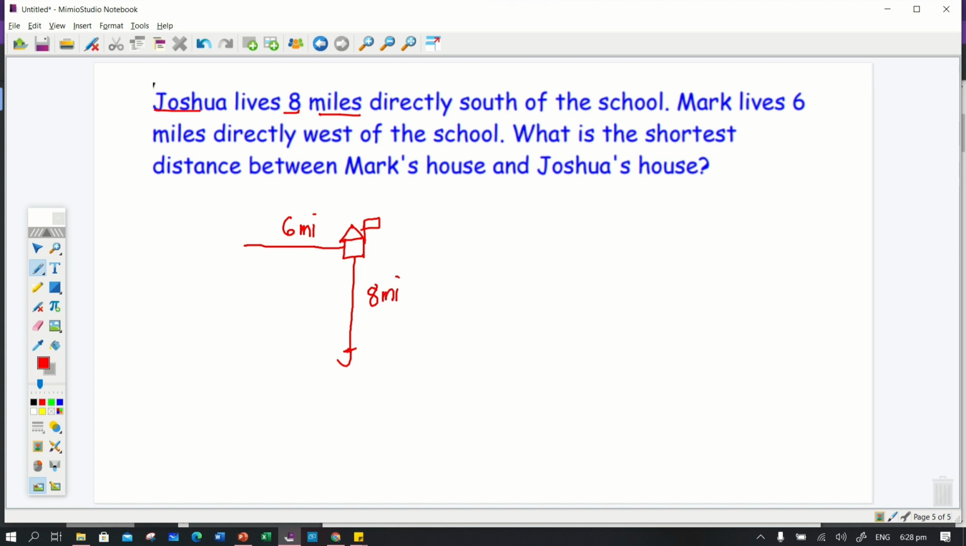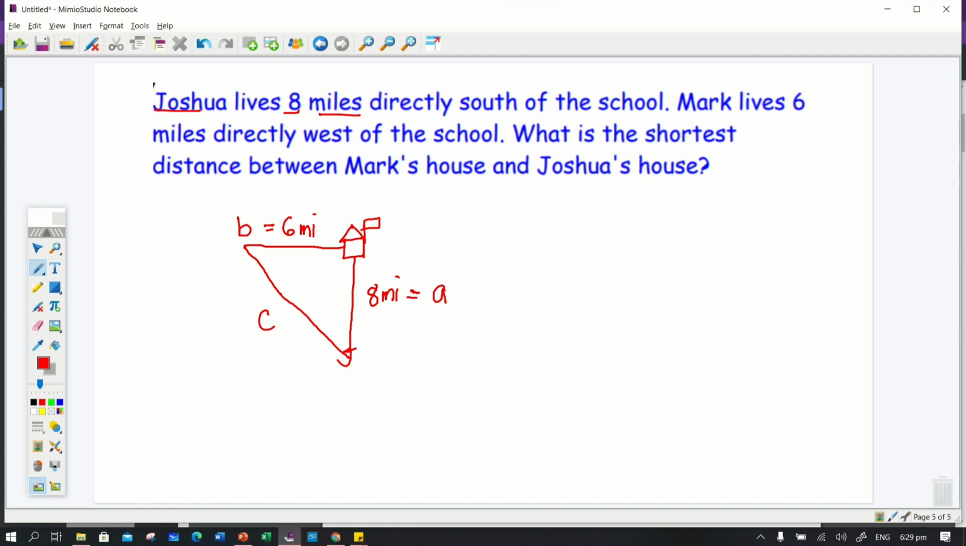Okay, the question is, what is the shortest distance between Mark's house and Joshua's house? To solve for that, we're going to find the hypotenuse, or letter C. Let's say we're going to let 8 miles, the distance of Joshua's house, be side A, and this is our side B.